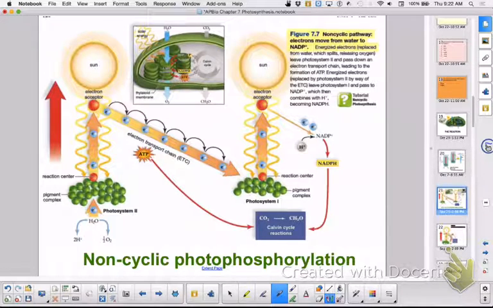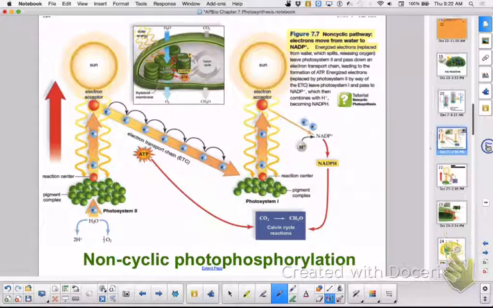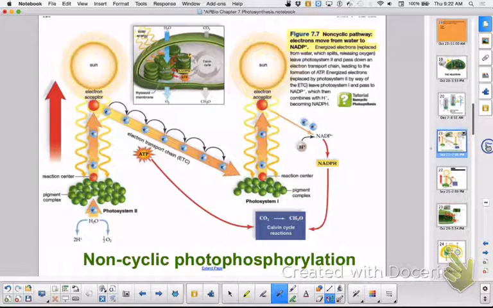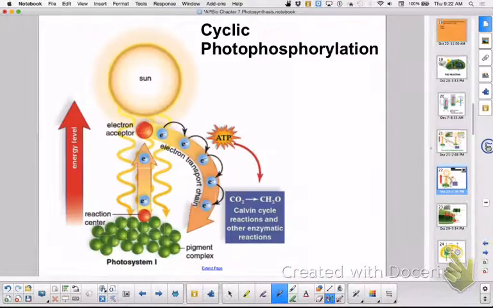Okay, perfect. Now, this was called the non-cyclic photophosphorylation. There is cyclic. Cyclic is not as efficient. And the reason is the electrons get excited, and the same electrons get excited, okay? And what happens is we do form, what's this? ATP, but we don't form any reduced NADP. Okay, so it's not as efficient, but it's a nice backup to the process.